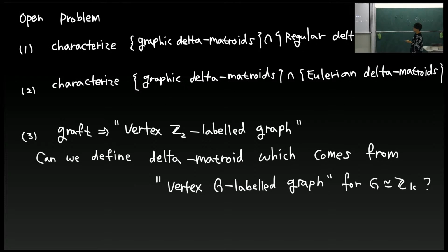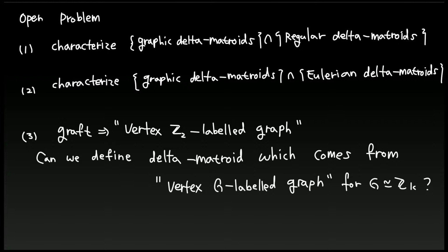So now let me finish by introducing some open problems. The first one is about characterizing the intersection class of graphic delta-matroids and regular delta-matroids. Also, I wonder what the characterization is for the intersection class of graphic delta-matroids and Eulerian delta-matroids. Actually, Eulerian delta-matroids are characterized with circle graphs, and they are a subclass of regular delta-matroids. So the first one is harder than the second.